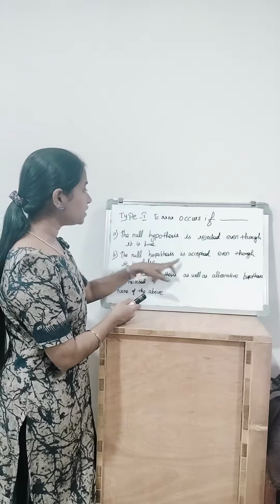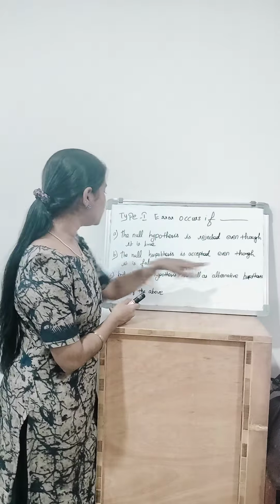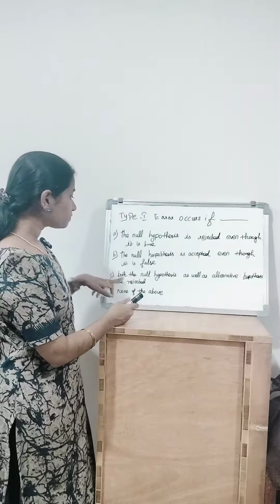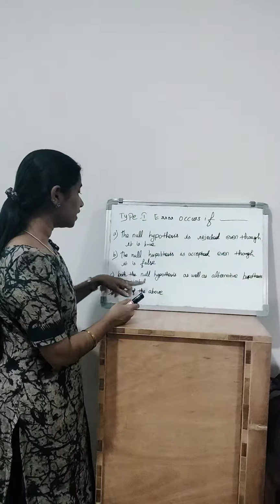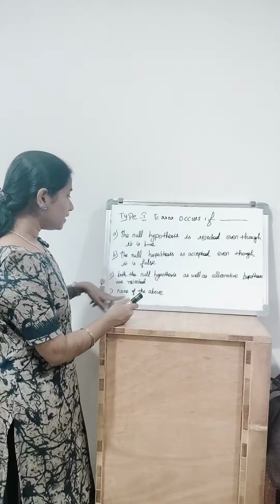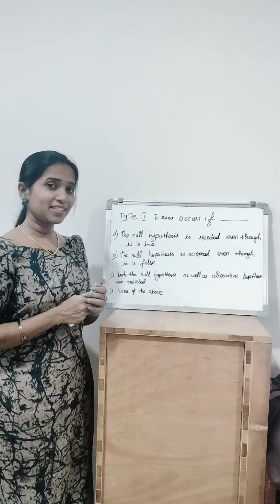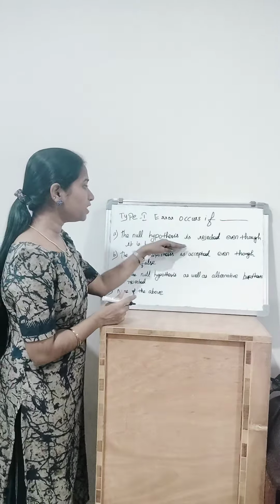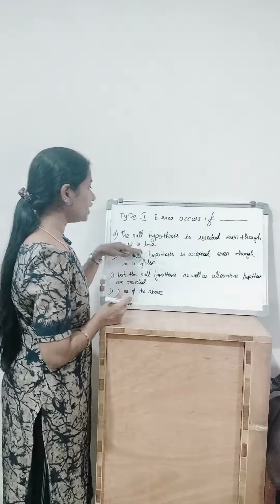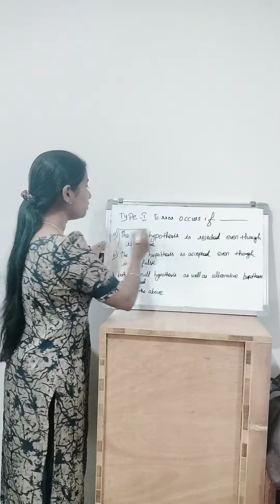The null hypothesis is accepted even though it is false. Both null hypothesis as well as alternative hypothesis are rejected. And none of the above. See which one will be the answer? Right. See, first one will be the answer because null hypothesis is rejected even though it's true. So, this is the answer.